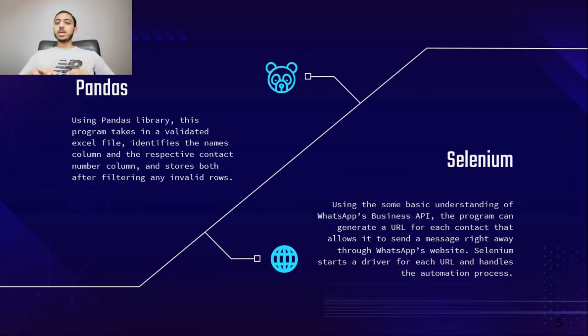So I did just that, using many modules, amongst which is the pandas library, which takes in a validated Excel file, parses through it, and then identifies the contact numbers and the respective names and stores those after filtering each row. Then we generate a unique URL for WhatsApp using some basic understanding of WhatsApp's business API and pass it on to Selenium, which opens it in a web browser and automates the sending process.